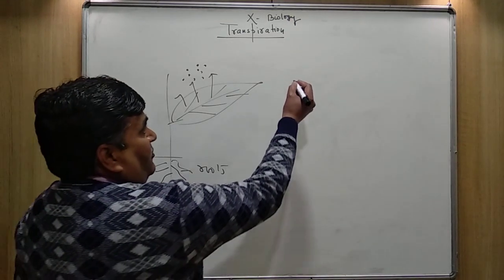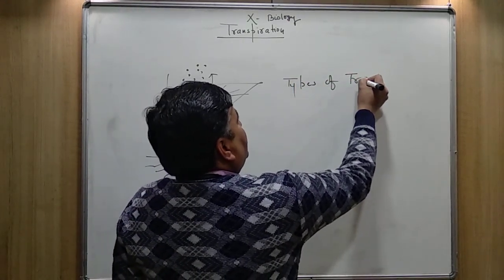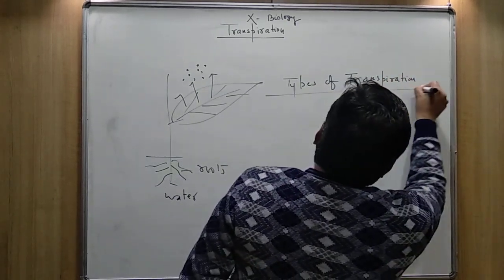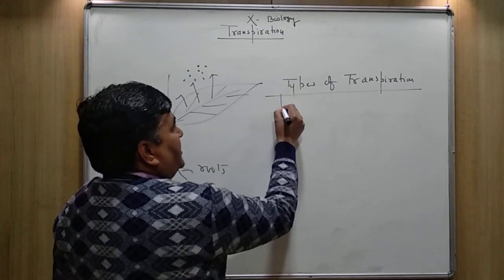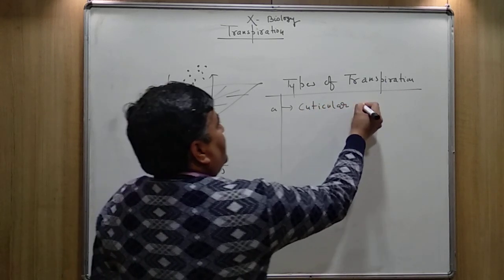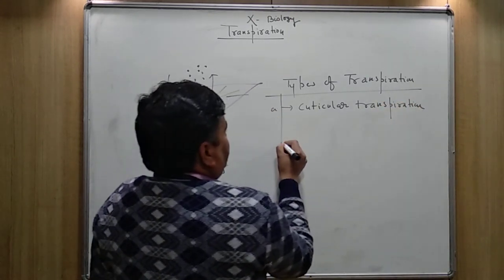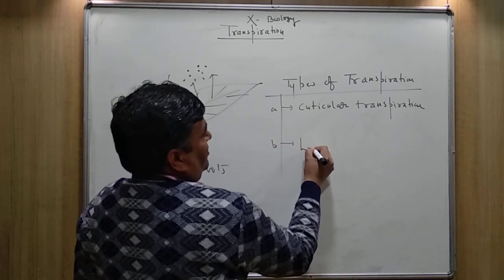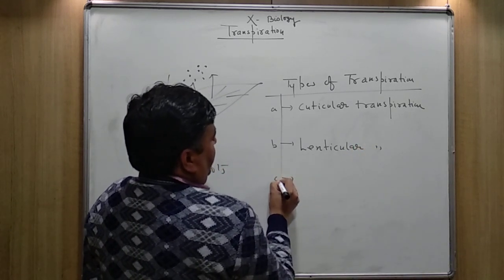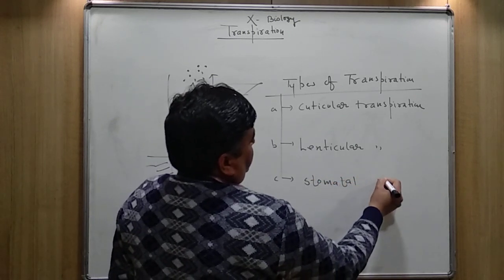Now the next heading is types of transpiration. Transpiration is of three types. The first one is the cuticular transpiration. The next is lenticular transpiration, and the third one is the stomatal transpiration.